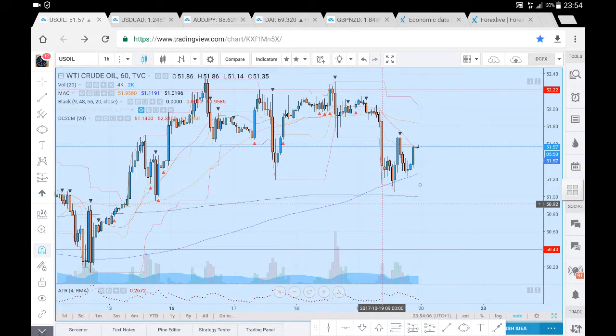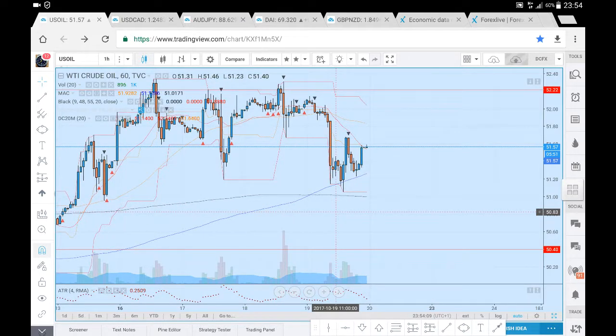So if this 200 period moving average is acting as dynamic support, and this is our low over here, and this is our higher low of this moving average, we could potentially see prices go all the way back up to test the 52.22 level.